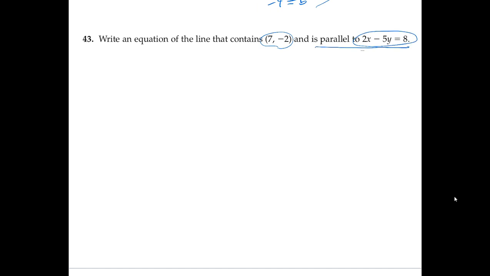Let's rearrange this into y equals mx plus b so we have the slope of this line. Okay, so let's do that. Let's move the x's to the other side. We get negative 5y equals negative 2x plus 8. Then we'll just divide everything by negative 5.